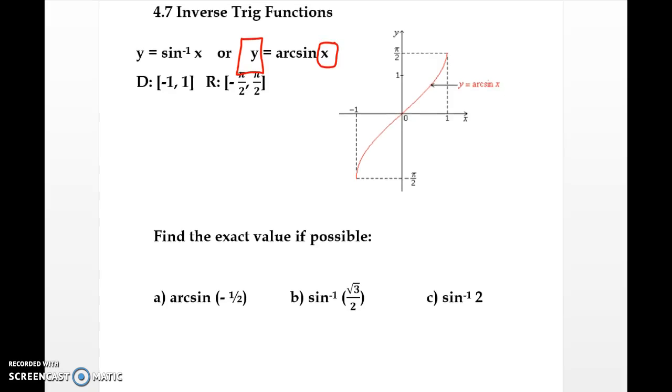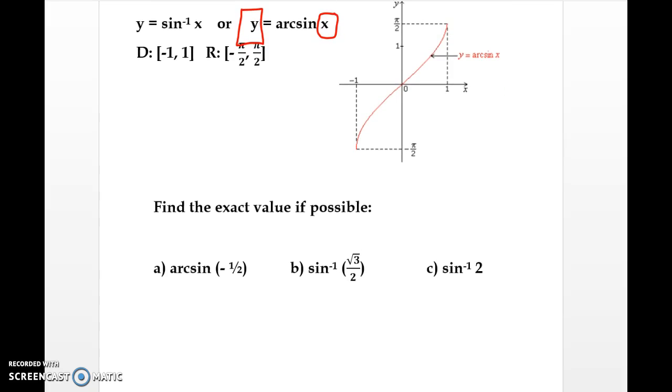So if we look at A, what is the arc sine of -1/2? So that's like saying arc sine of -1/2 equals y, or it really equals theta, but we'll call it y for now because we think of domain and range in terms of x and y. This is your x. Is -1/2 in between -1 and 1? Yes, it is. So we can do this problem. Once we've figured out that it is between the proper boundaries, then we can draw a picture.